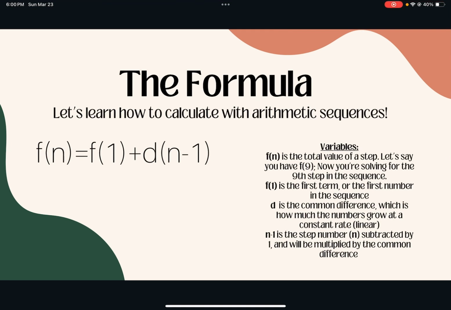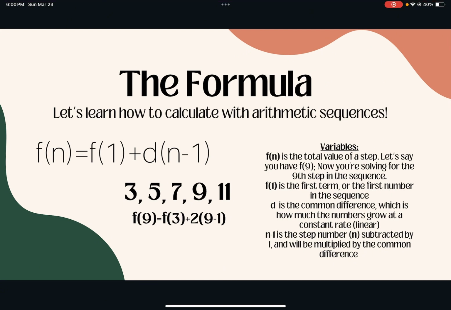Here we have the sequence 3, 5, 7, 9, and 11. See if you can make the equation, but no problem, we'll break it down together. So let's practice. We have f of 9, so that means the 9th step. Then we have f of 1, so that's 3, plus 2 times n minus 1. We can see here 3 plus 2 is 5, 5 plus 2 is 7, 7 plus 2 is 9, and 9 plus 2 is 11. So that 2 is going to be our common difference.